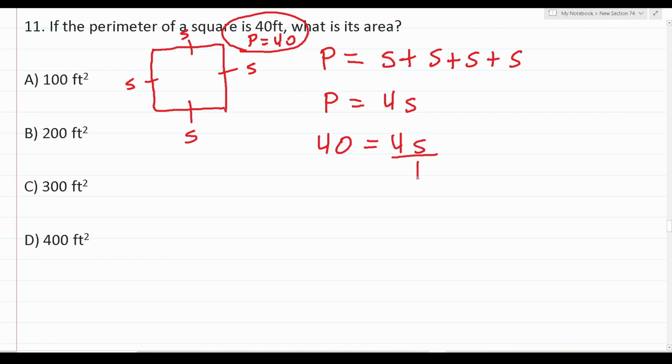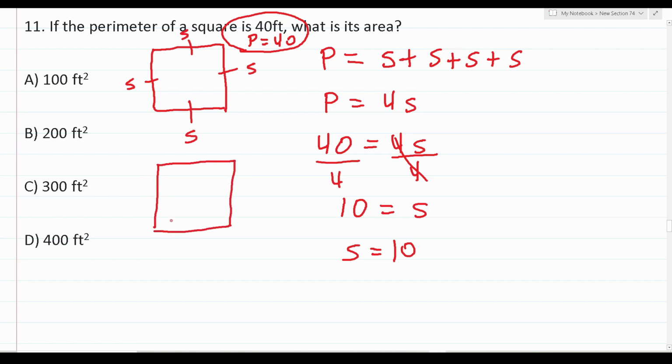And if I divide both sides by 4, I can cross this out here, and this leaves me with S equals 40 over 4, which is just 10. So I know we're dealing with this square here in which all the sides are 10. And given that, we can now quickly find the area of this square.